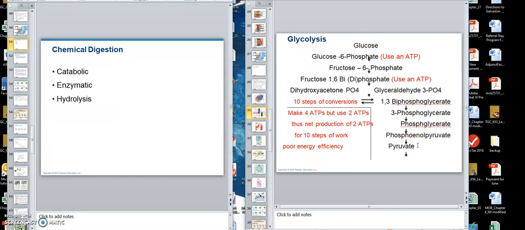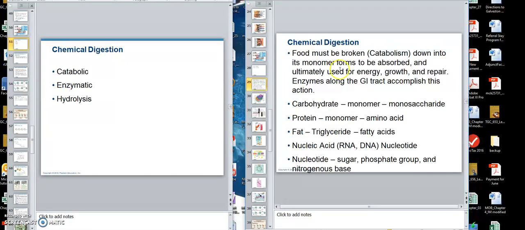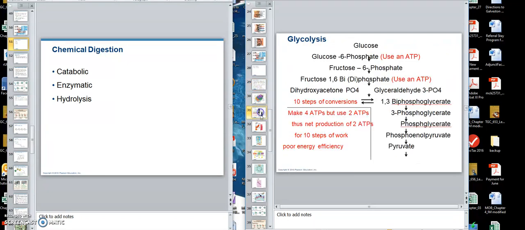Now, the form that you started out when you ate, if you ate animal food, it was in glycogen. If you ate plant, it was in something called amylose or amylopectin. So the polymer of carbohydrate in plants is amylose or amylopectin, but in animals, glycogen. It's groups of glucose. So you broke it down to the monomer, glucose, hopefully, and then glucose would be converted through 10 steps of conversion to something called pyruvate.